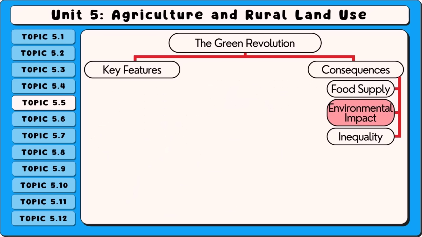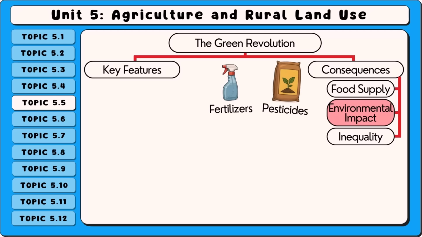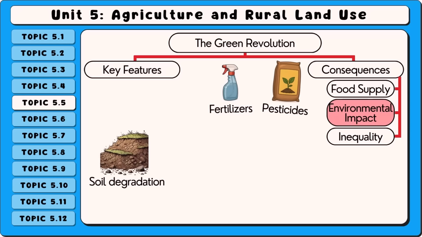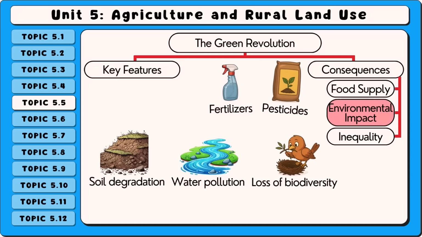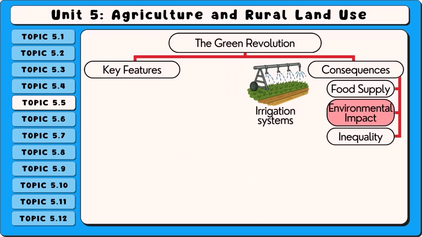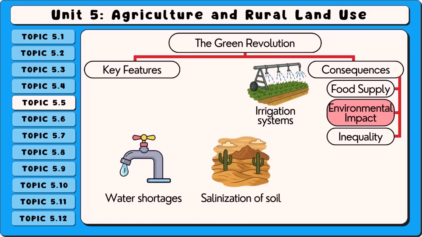The second impact was negative environmental consequences. The heavy use of fertilizers and pesticides caused soil degradation, water pollution, and loss of biodiversity. In addition, irrigation systems often led to water shortages or salinization of soil, especially in arid regions.